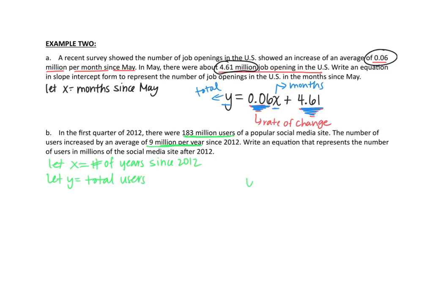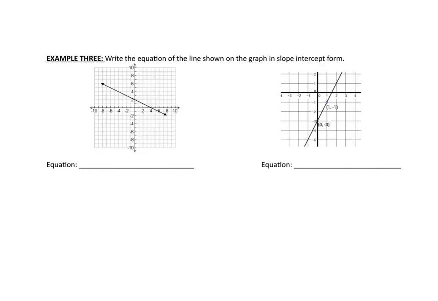If I was going to write an equation, I'm going to say Y equals, well, it's increasing by 9 million per year. So I'm going to say 9 million times however many years go by. And then plus my initial value, or my starting amount, which is 183 million users. Again, this is my initial value, or my Y-intercept. The 9 is what it's changing by, my rate of change. And then the X is the years since 2012, and Y is the total. So you just wrote an equation in slope-intercept form for this situation.